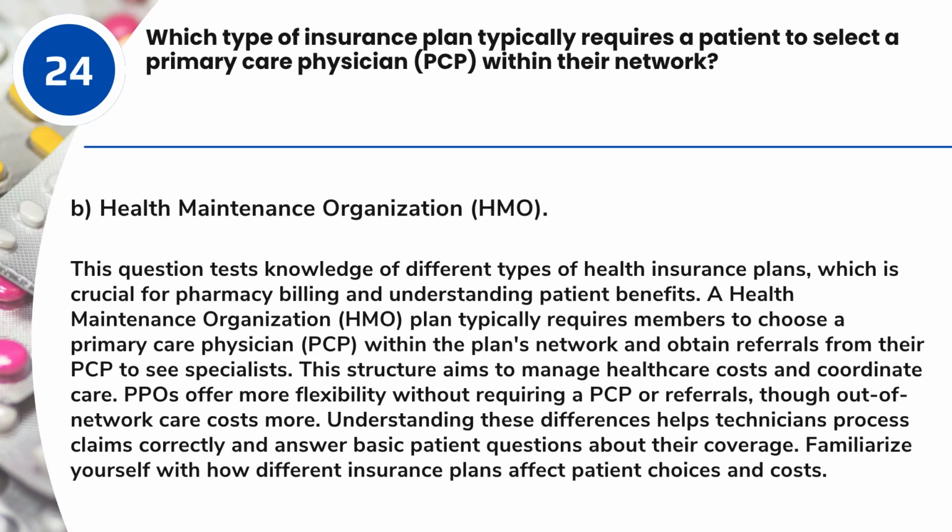Answer B. Health Maintenance Organization, HMO. This question tests knowledge of different types of health insurance plans, which is crucial for pharmacy billing and understanding patient benefits. A health maintenance organization, HMO, plan typically requires members to choose a primary care physician, PCP, within the plan's network and obtain referrals from their PCP to see specialists. This structure aims to manage healthcare costs and coordinate care.